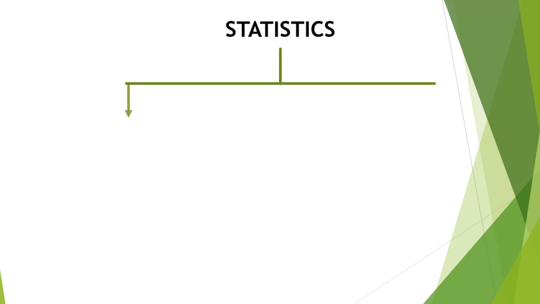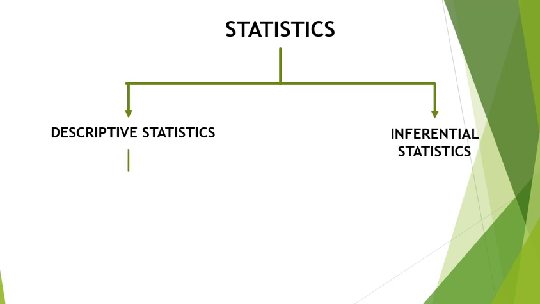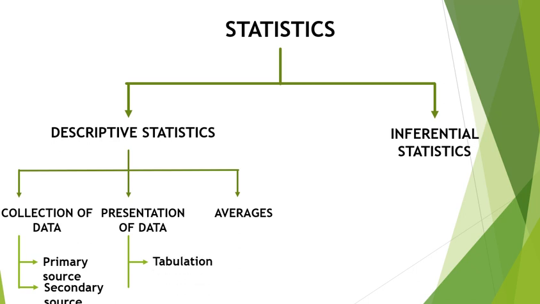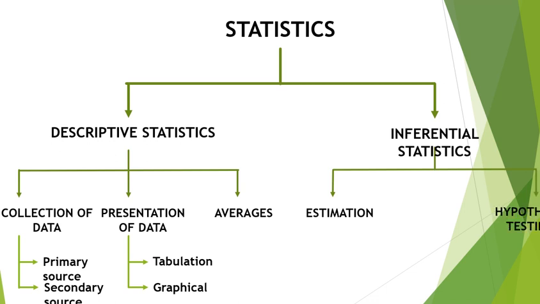Statistics has two main branches: descriptive statistics and inferential statistics. Descriptive statistics has three main categories: collection of data, presentation of data, and averages. We can collect the data by two methods: primary data and secondary data. For presentation of data, we can present our data by two methods: tabulation and graphical. Whereas inferential statistics is also divided into two main groups: estimation and testing of hypothesis.